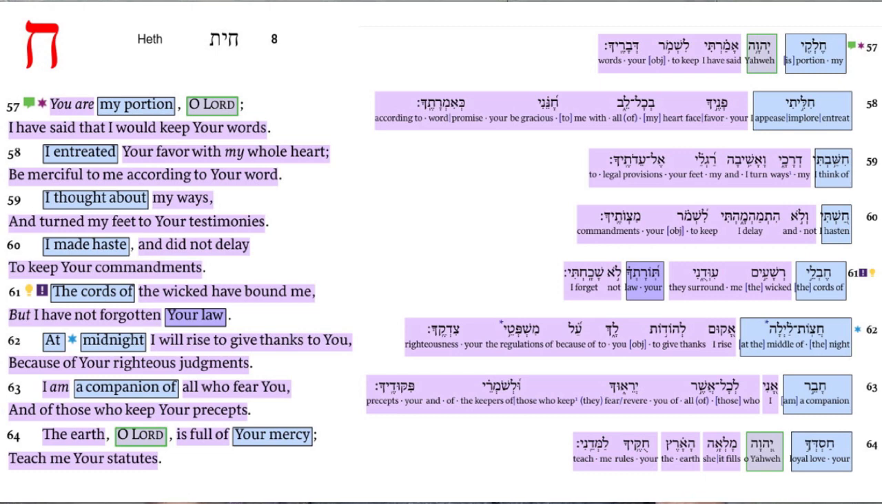You don't go at the inopportune times. At midnight, people are wanting to sleep. Here, David says, no, that's not important. At midnight, I will rise and give thanks to you. Why? Because of your righteous judgments.